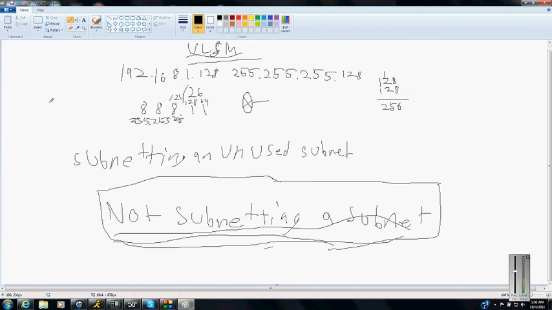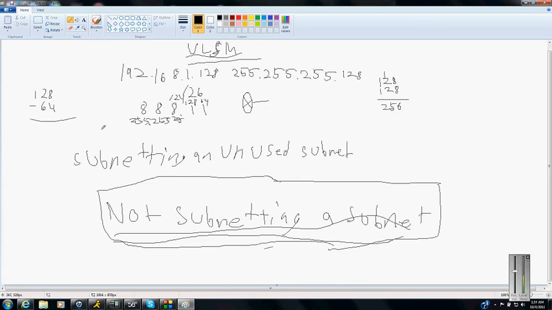So we need to take 128 minus 64. We need to be at least 64 away from this. And 64 happens to go into 128, so this will work out beautifully. And this will equal, I believe, 64.